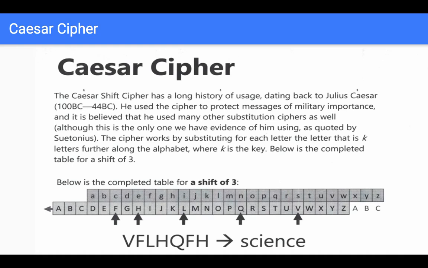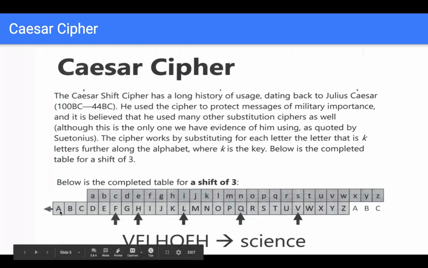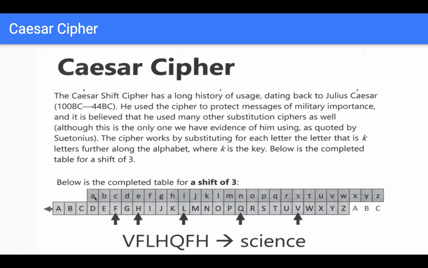And so if you look down here, we have the capital letters A through Z at the top. And if we shift those letters 3 spaces, 1, 2, 3, now A becomes D, B becomes E, C becomes F. So this is a Caesar shift of 3.